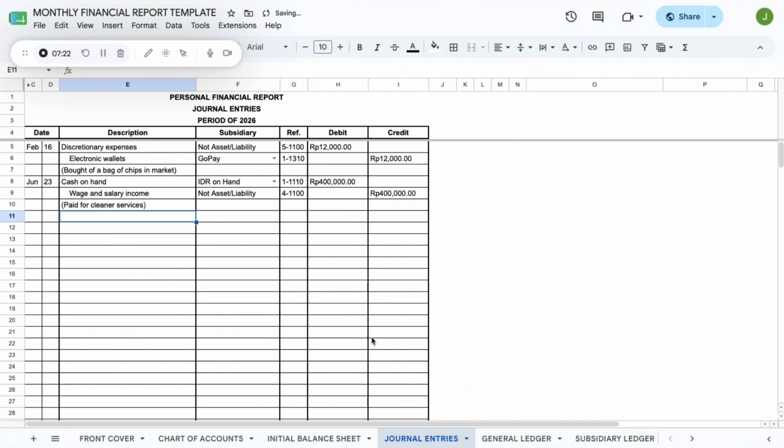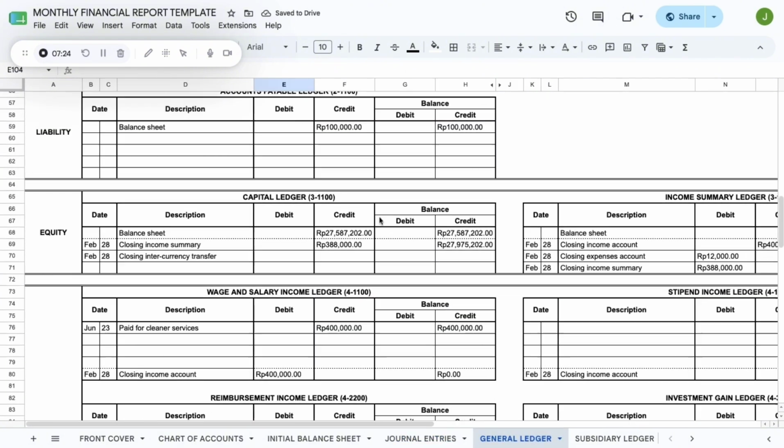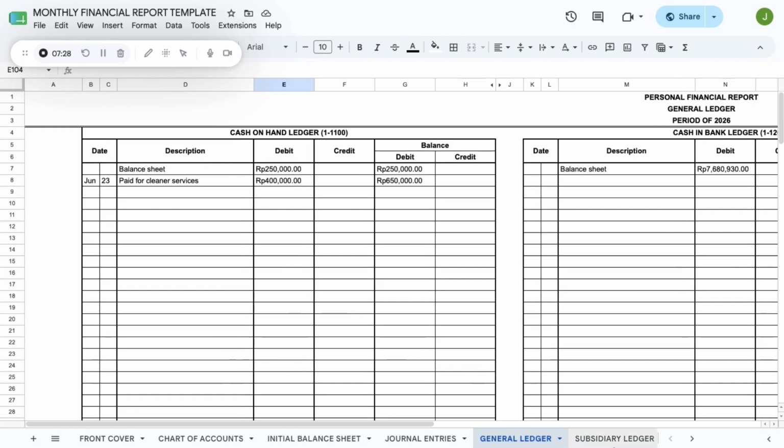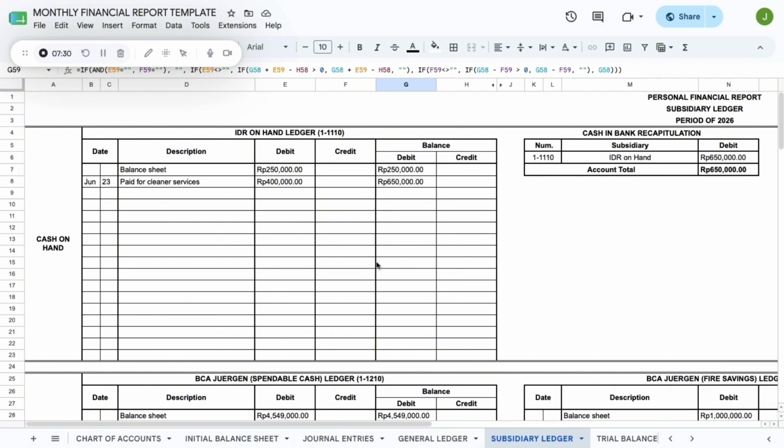There. And you can see in the general ledgers, it would show up in income, wage and salary. It would also show up in cash on hand. In the subsidiary version, you can see it shows up in the IDR on hand as well.